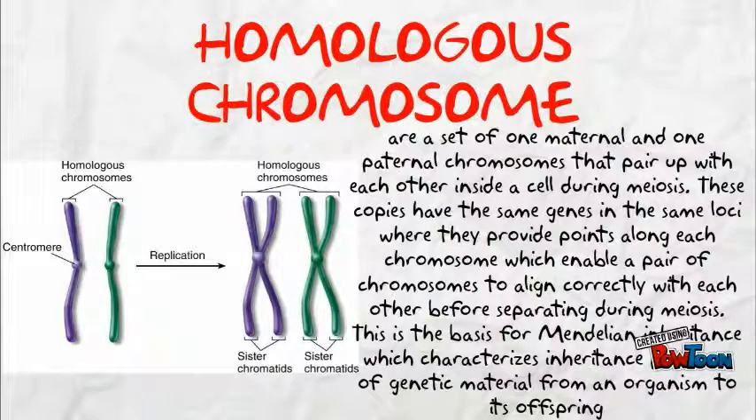Homologous chromosomes are a set of one maternal and one paternal chromosome that pair up with each other inside a cell during meiosis. These copies have the same genes in the same locations, which provide points along each chromosome that enable a pair of chromosomes to align correctly with each other before separating during meiosis. This is the basis for Mendelian inheritance, which characterizes inheritance patterns of genetic material from an organism to its offspring.